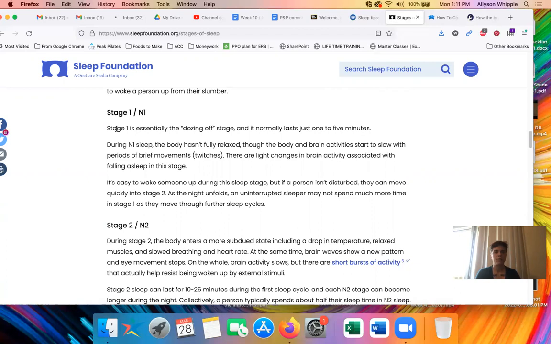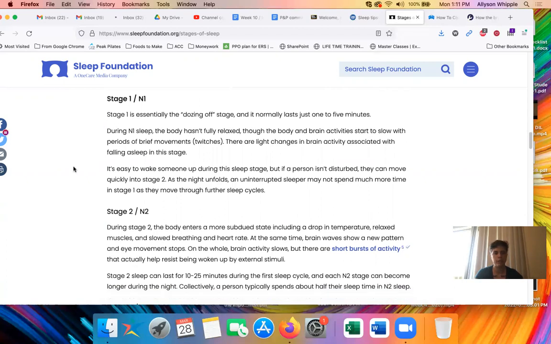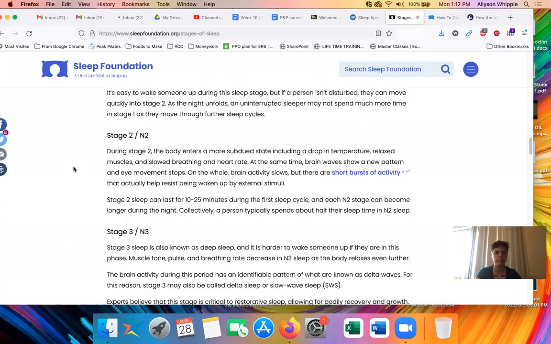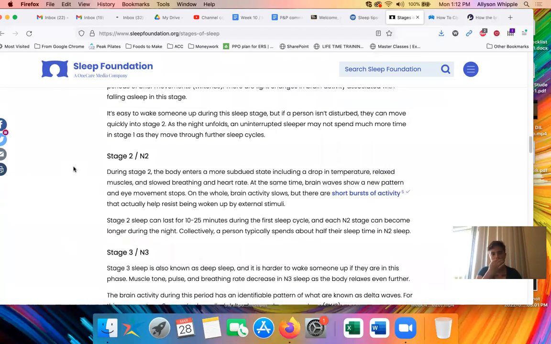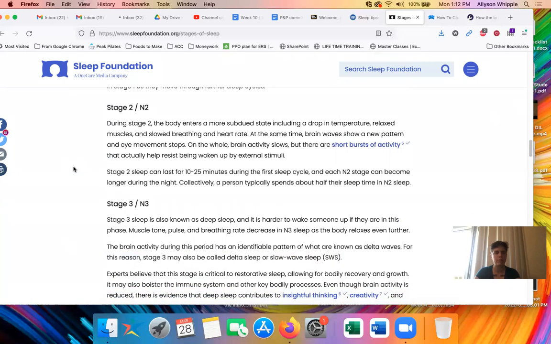During N1 sleep, the body hasn't fully relaxed, though the body and brain activities start to slow with periods of brief movement. There are light changes in brain activity associated with falling asleep at this stage. It is easy to wake someone up during this sleep stage, but if a person isn't disturbed, they can move quickly into stage 2. As the night unfolds, an uninterrupted sleeper may not spend much more time in stage 1 as they move through further sleep cycles.